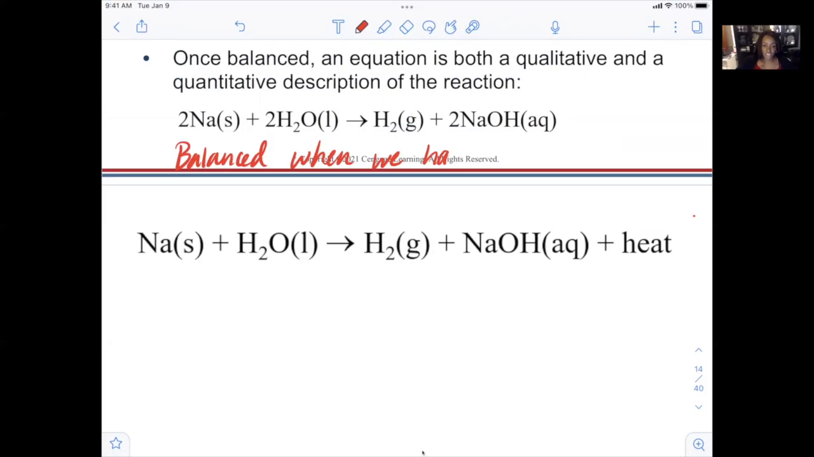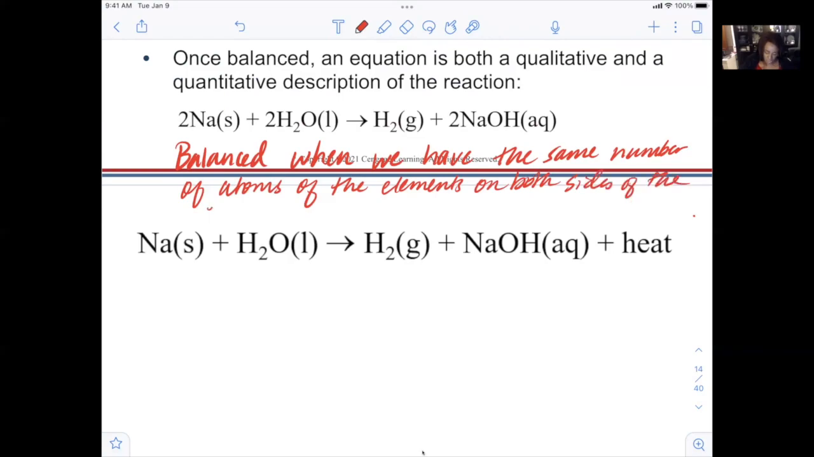So we say that equation is balanced when we have the same number of atoms of the elements on both sides of the equation. Okay, so balance means same and essentially equal. We want the same number of atoms of the elements present on both sides, right? When we total them, when we consolidate them, the left-hand side should match the right-hand side.